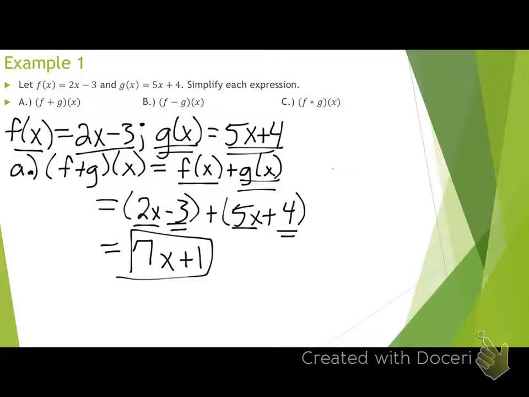Other questions on part A? Can I erase and move to B? Yes.